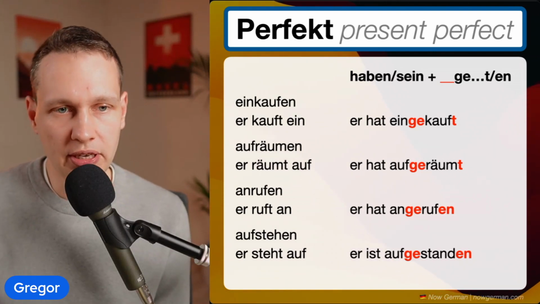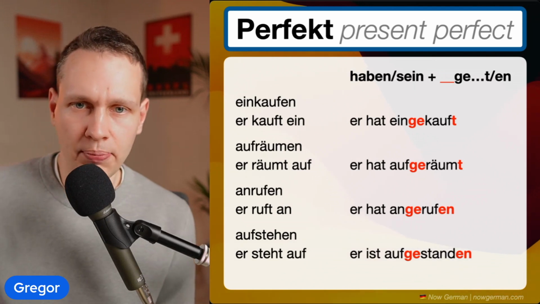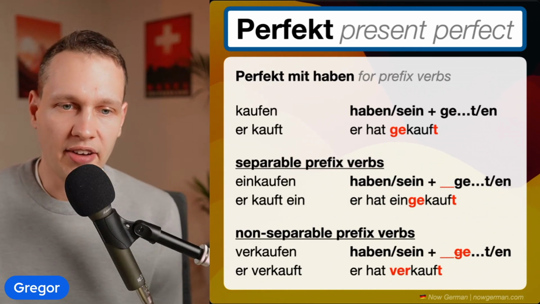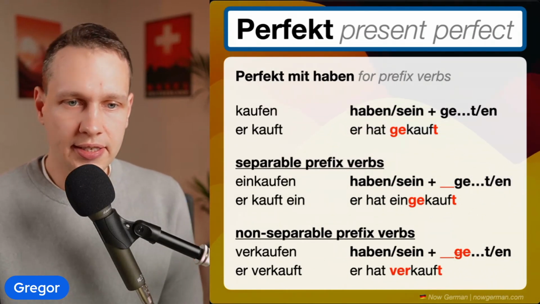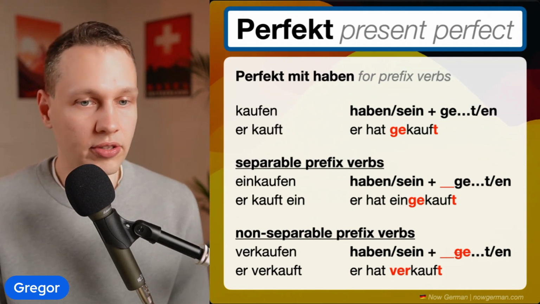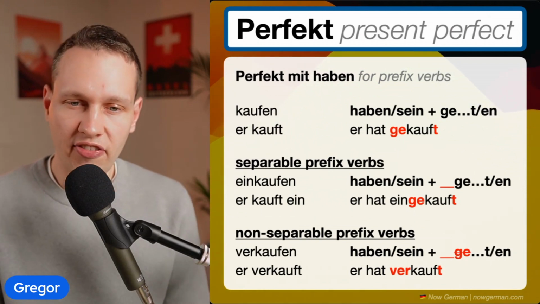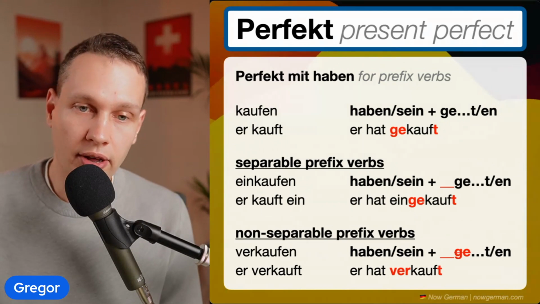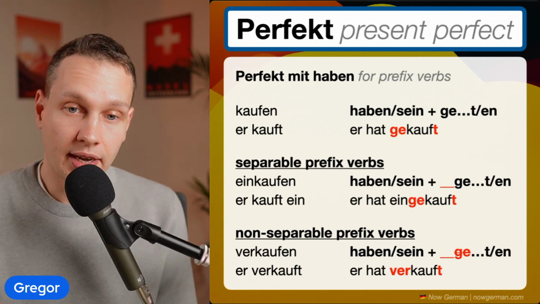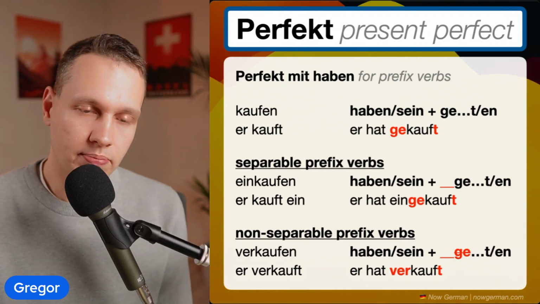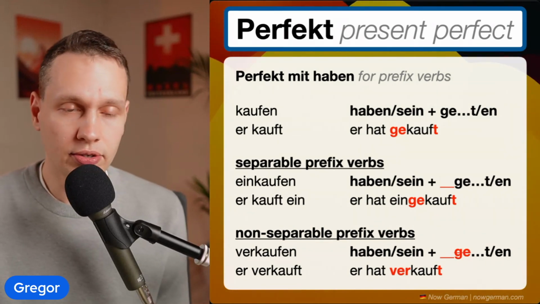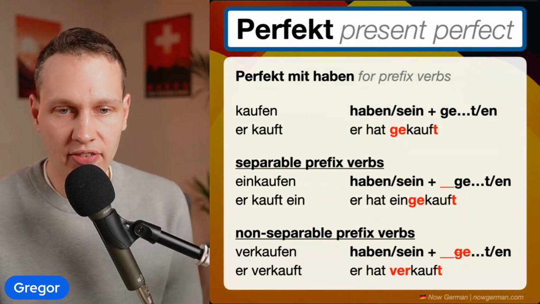All right, that's how you do it with prefixes that are separable, but not all prefixes are separable. For example, we have verkaufen. This in the present tense conjugates as verkauft, not kauft ver, but verkauft. And by the way, if you're wondering how to tell whether a prefix is separable or not, the best way to learn this is that you just memorize the list of prefixes that are always separable. And there is also a list of prefixes that are never separable.